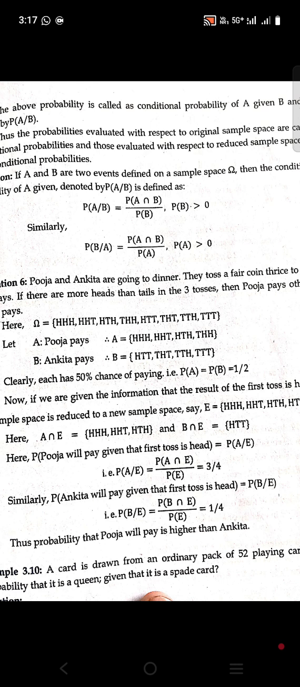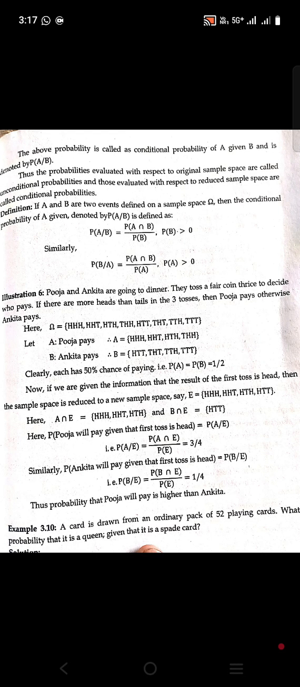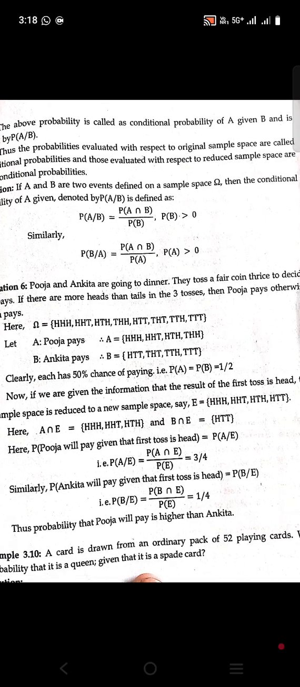then the sample space is reduced to a new sample space, say E. That is, if we are given the information that the result of the first toss is head, then in the above sample space we consider only outcomes where the first toss is head, and the sample space is reduced to a new sample space, say E. That is, both A and B contain outcomes where the first toss is head: HHH, HHT, HTH and HTT.